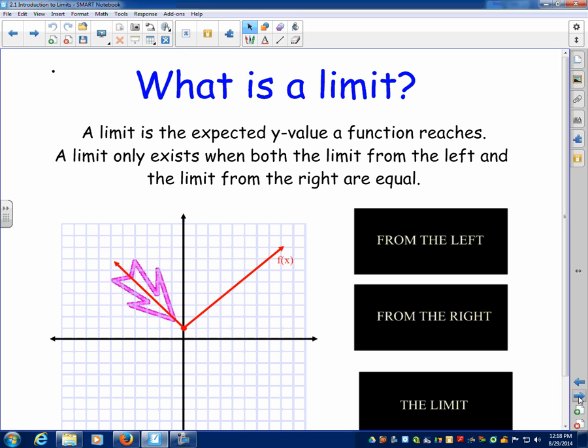So how can a function with a hole in it still have a limit? Well, that hole is the expected y value. I can get as close as I want to that. I expect it to go to that spot. And so your limit is just a number. It's a real number. It's the y value. So what is a limit? A limit is the expected y value a function reaches. A limit only exists when both the limit from the left and the limit from the right are equal.